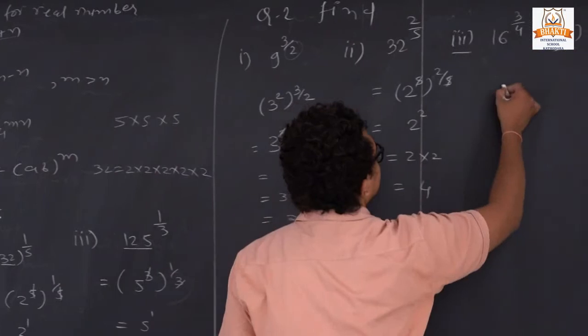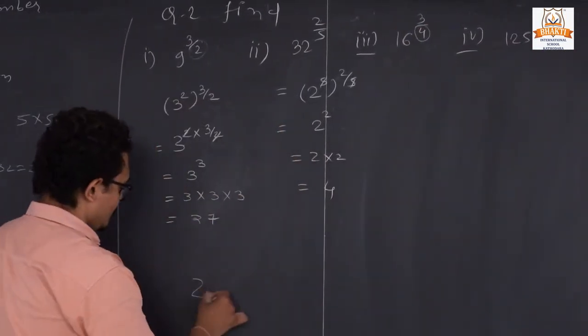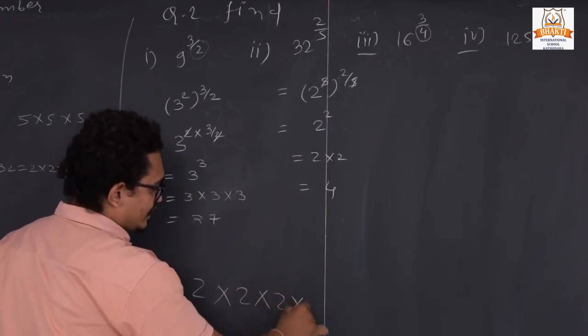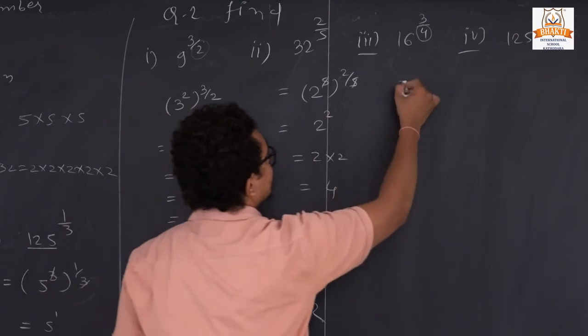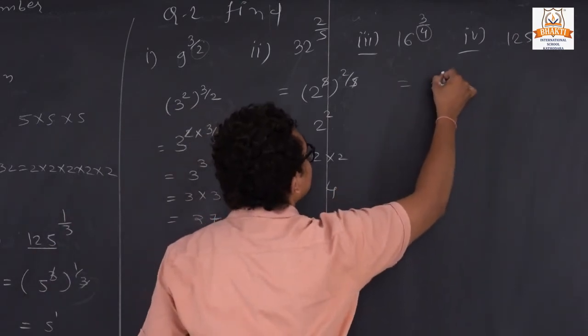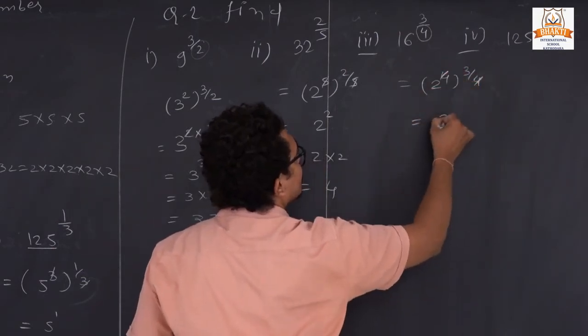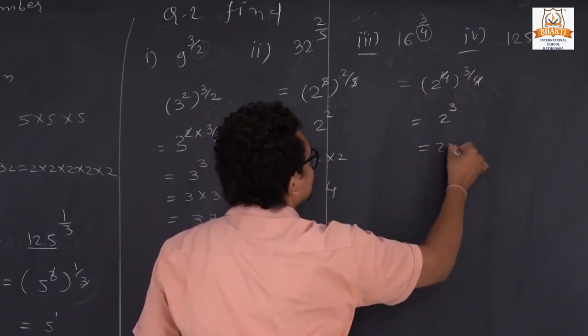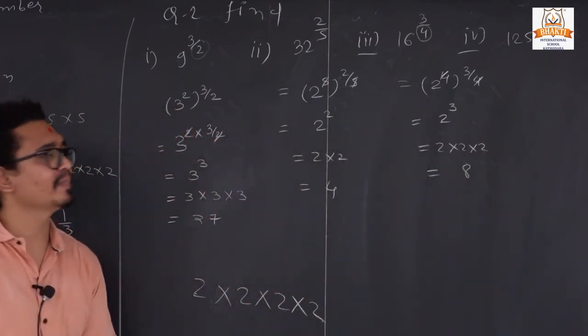Now third question. Here we want to remove the 4. So for 4, 2 into 2 into 2 into 2. So 2 2s are 4, 4 2s are 8, 8 2s are 16. So here we can write like that 2 raised to 4 all raised to 3 by 4. So 4 cut. So 2 raised to 3. So 3 times 2. So answer is 8.